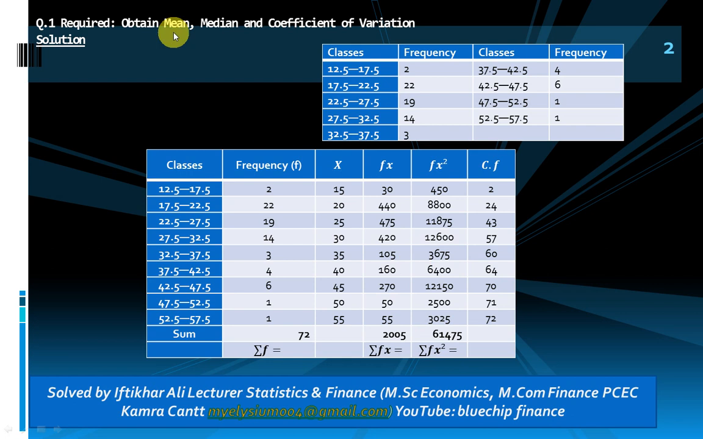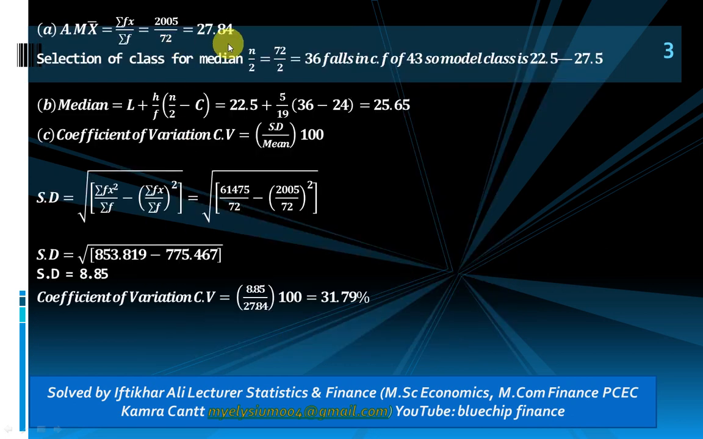Now we move to the calculation. First is the mean. Mean equals sum of fx divided by sum of f. So 2005 divided by 72 equals 27.84. So 27.84 is the mean.